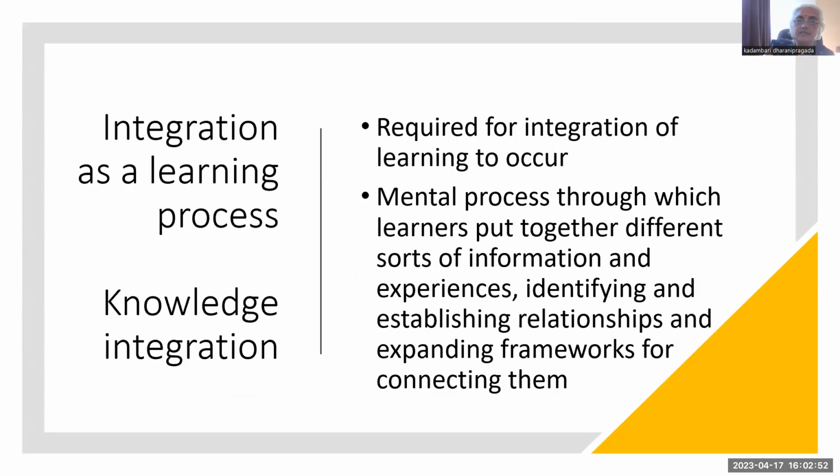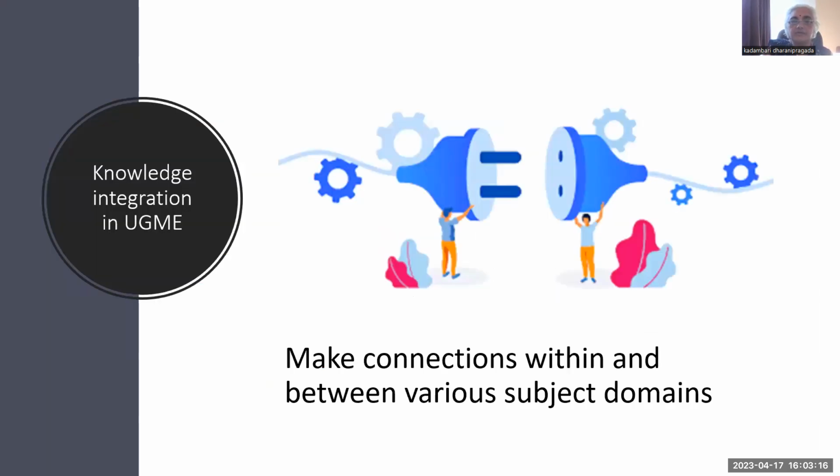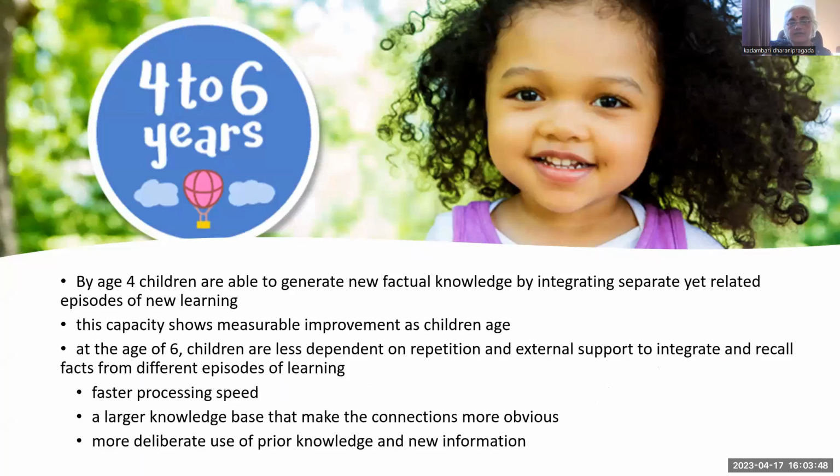The second way of looking at integration is what I said as a mental process, right? So this process of integration is happening in the mind of a learner and where they are able to put all these different information sources, they are able to not only identify but they are also able to establish the relationships and therefore they expand their knowledge base. So in, for example, undergraduate education, making connections within different, say, if you take physiology, making connection between the physiology of the nervous system with physiology of the cardiovascular system, and so on, or between various subject domains, making connections between anatomy and physiology, anatomy and surgery, and physiology and medicine, and so on. So this is knowledge integration, and that's what we expect to happen in undergraduate education.